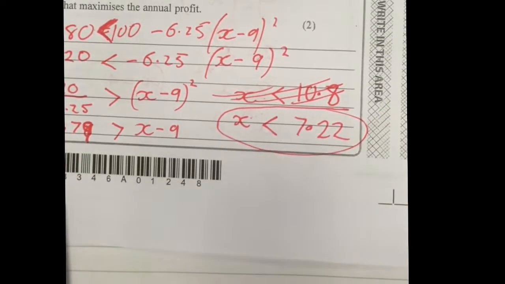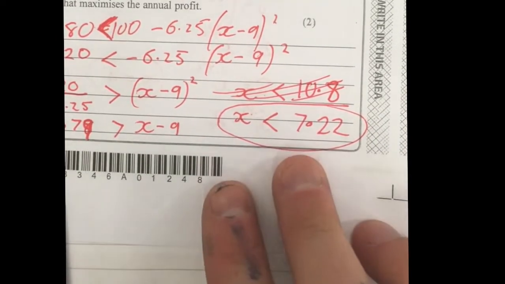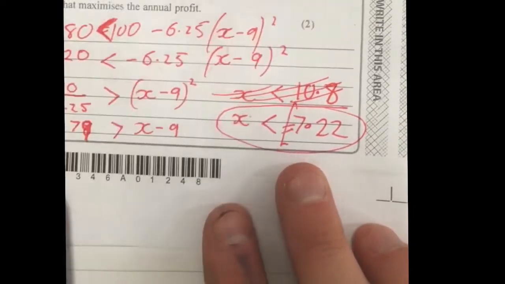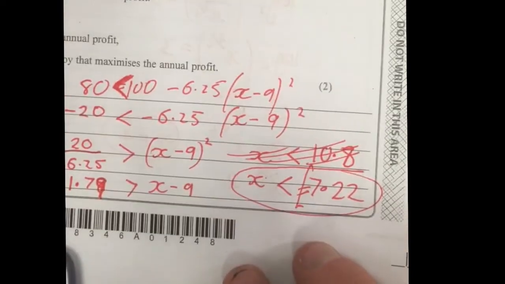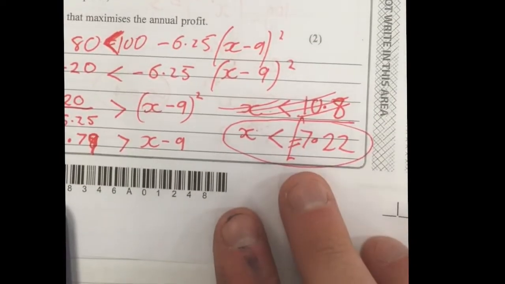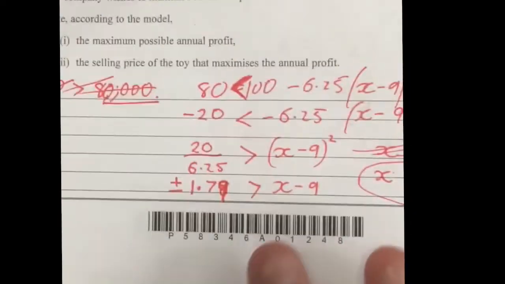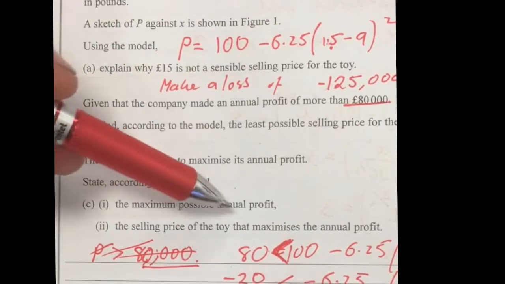So you've got to be careful with your choice for that one. Yeah, £7.82. And we also put the pound sign in there because we are dealing with pounds, because you do get a mark for that as well. Okay, next bit, find the maximum possible annual profit.